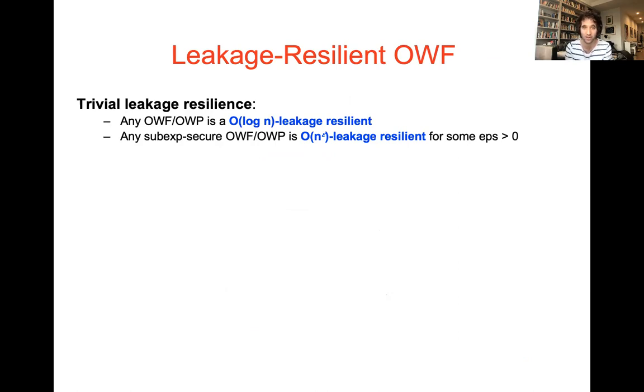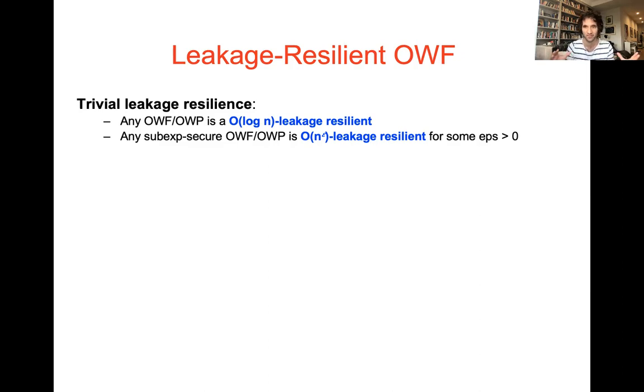In fact, by the same argument, any sub-exponentially secure one-way function or one-way permutation is leakage resilient up to n to the epsilon bits of leakage, simply because even n to the epsilon bits, you can guess correctly with probability 2 to the minus n to the epsilon. So if you have security that is much bigger than that, or if you're secure against 2 to the n to the epsilon attackers, then even after the security loss, you still have security.